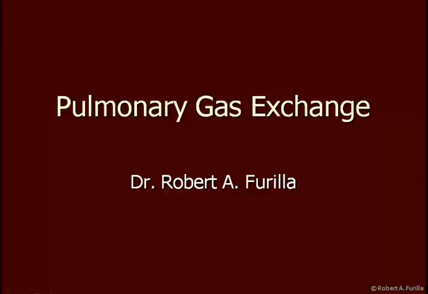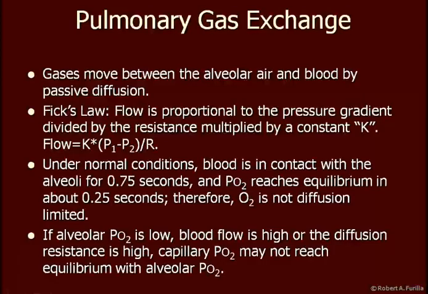Let's talk a little bit about pulmonary gas exchange. Gases move between the alveolar air and the blood by passive diffusion down its pressure gradient. According to Fick's law, flow depends on two variables. There is a constant in there, but it depends on the pressure driving oxygen from one side to the other, or CO2 in the opposite direction, and it's inversely related to resistance. So if I increase the resistance, I decrease the flow. If I increase the pressure gradient, I increase the flow.